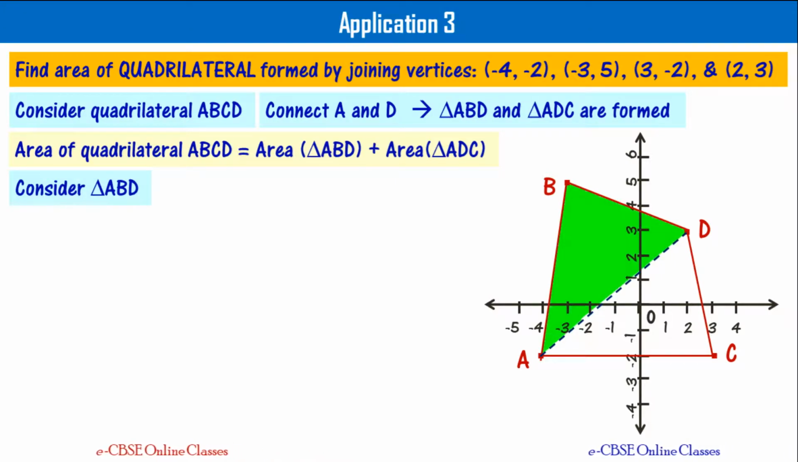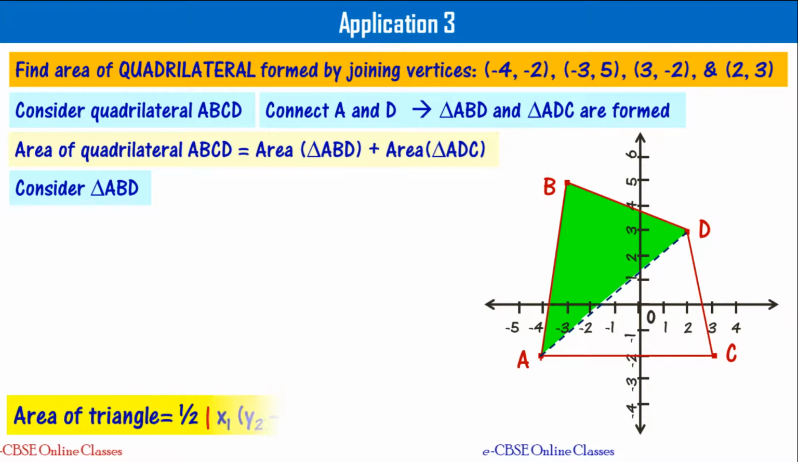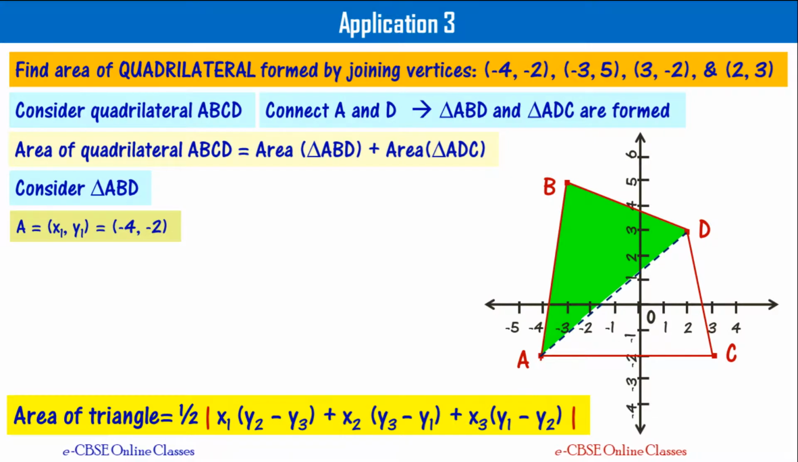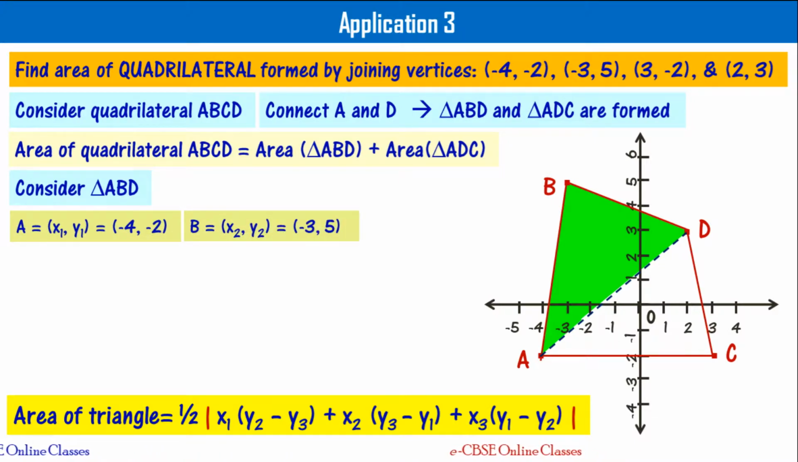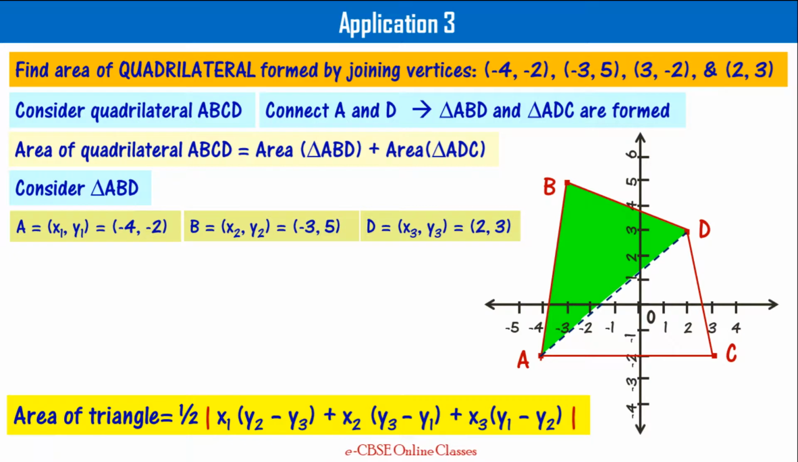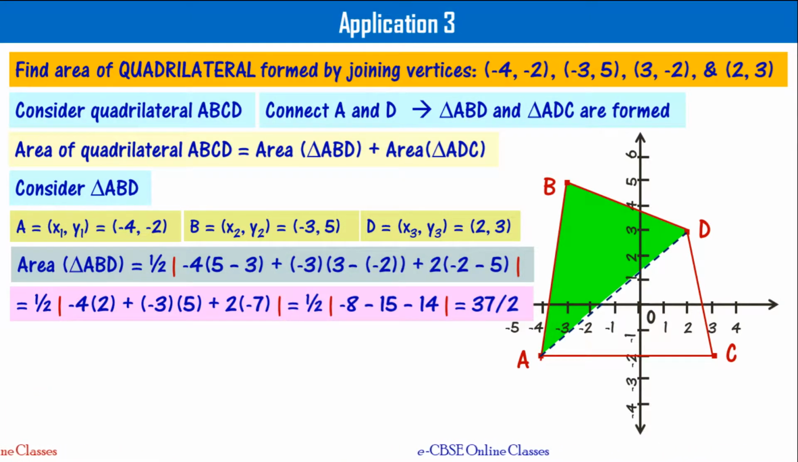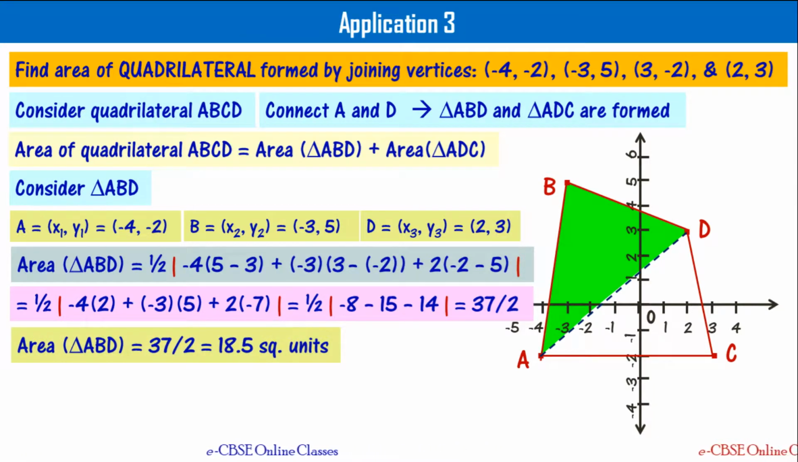Now let us consider triangle ABD. We know the formula for area of triangle. All we have to say is what is x1 comma y1, what is x2 comma y2, and what is x3 comma y3, right? Let's say that a equal to x1 comma y1, b equal to x2 comma y2, and d equal to x3 comma y3. Let's substitute these into the formula given such that we get area of triangle ABD equal to 37 by 2. Let me write that area of triangle ABD equal to 18.5 square units. Please take a note of that.